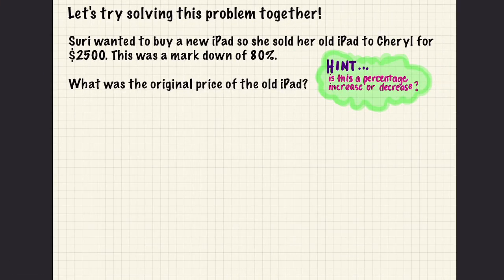Suri wanted to buy a new iPad, so she sold her old iPad to Cheryl for $2,500. Okay, so this is your selling price. There was a markdown, okay, of 80%. What is markdown? Markdown is another word for discount. Okay, remember that from percentage increase, decrease, profits and discount. Markup is another word for profit. Markdown is another word for discount.